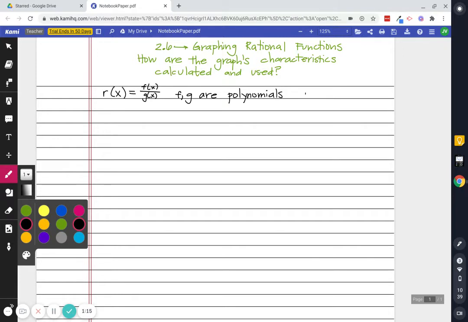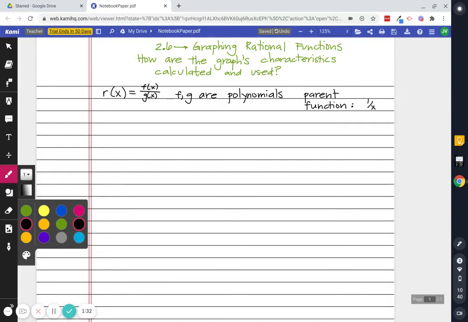The parent function for a rational function is 1 over x. Super basic. 1 is a polynomial, it's just a constant, and x is a polynomial, it's just a linear polynomial. So that's kind of how we're working through this.